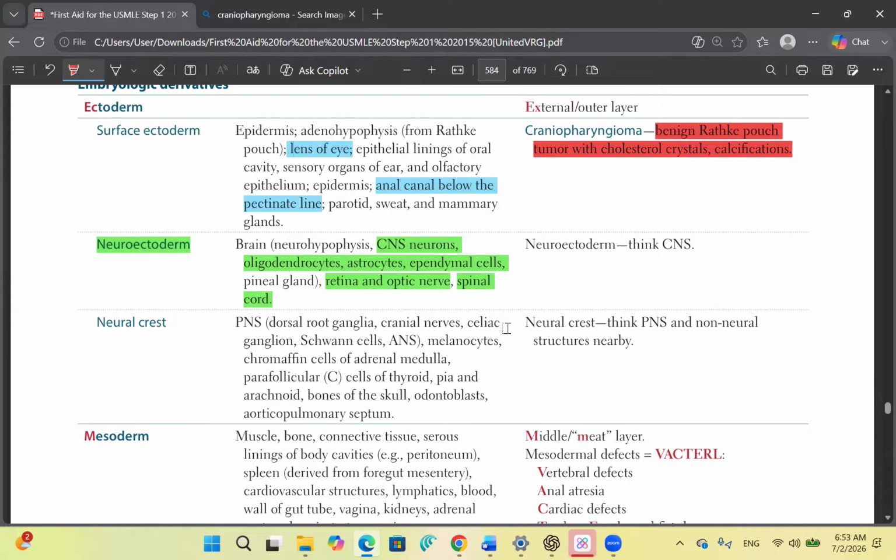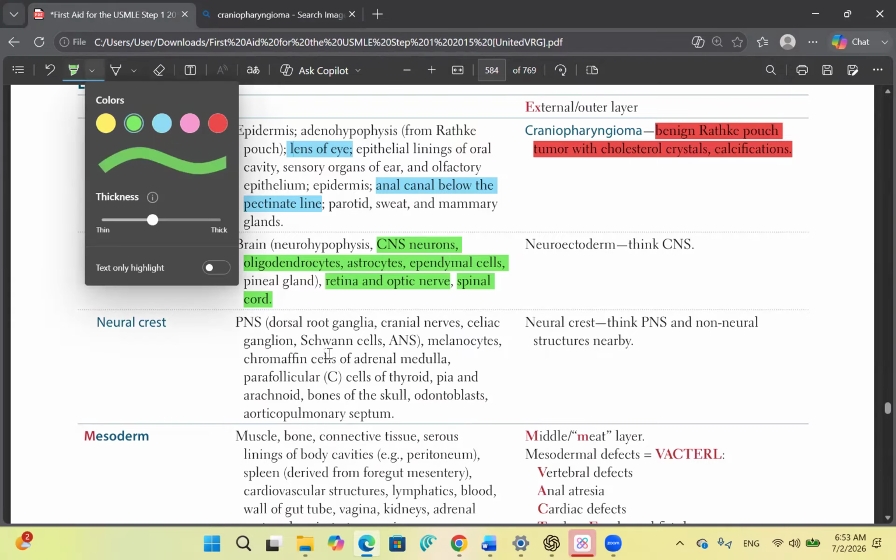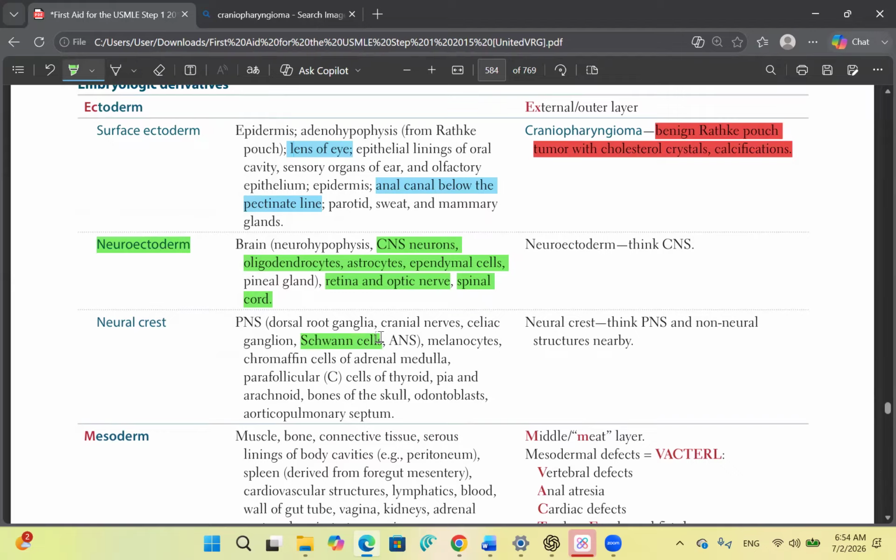Dorsal root ganglia, cranial nerves, ciliary ganglia, Schwann cells, and ANS. So for the PNS, the first cell that we have is Schwann cells, then the nerves, the ciliary ganglion, the dorsal root ganglion, and the ANS, the autonomic nervous system. Melanocytes, chromaffin cells of the adrenal medulla, parafollicular cells of the thyroid, pia and arachnoid from the brain, bones of the skull, odontoblasts, and the aorticopulmonary septum, which these two are really, really important.